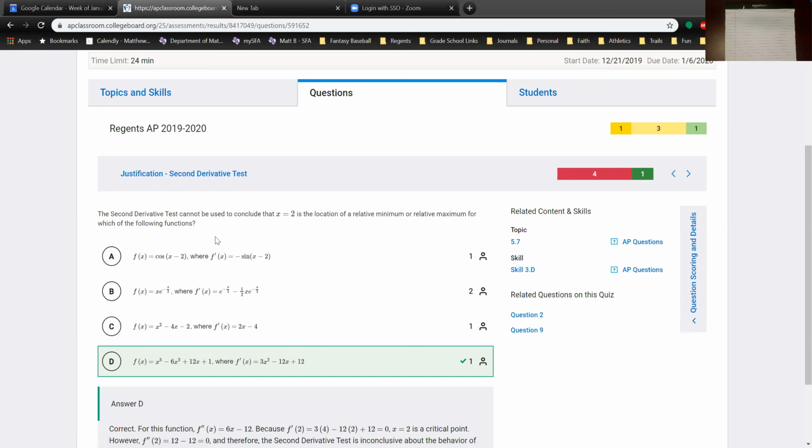And you'll notice that for every single one of these functions, the first derivative is also given, and x equal to 2 is a critical point since the original function is continuous at x equal to 2. It's defined there. And also the derivative is equal to 0 at x equal to 2. f prime of 2 is 0 here, as well as here and there and there. So what we need to figure out is, is the second derivative at 2 equal to 0, which would mean that the second derivative test is inconclusive.